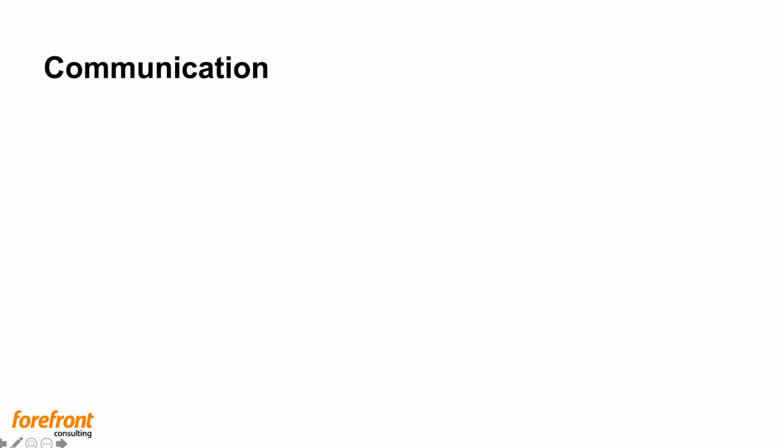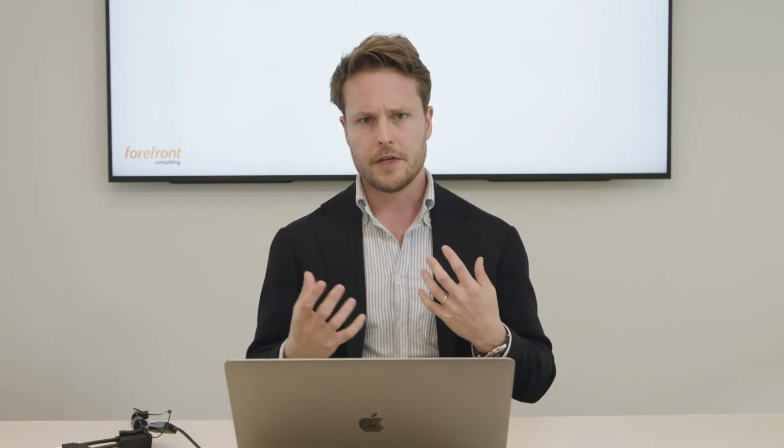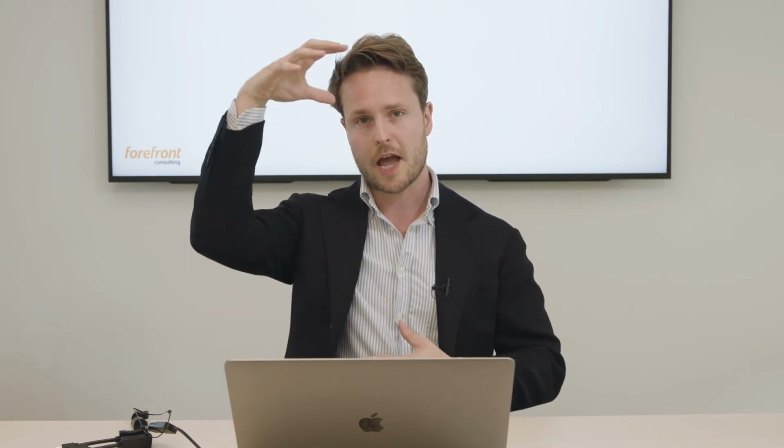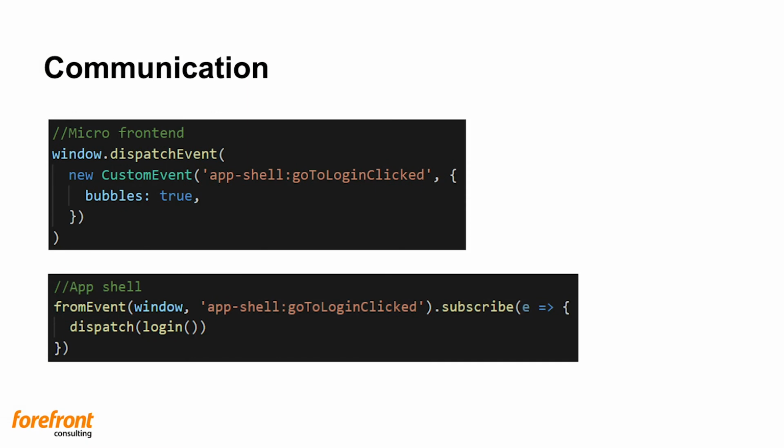Speaking of communication, more on the technical side, we need to be able to talk from the app shell to the different micro-frontends. And so that might look like this. Let's say, for example, in a micro-frontend that we click the login button. We haven't actually implemented the login feature in our micro-frontend. That's a feature we want to be able to develop once and be done with it. And so we can send a message to the app shell that can trigger that functionality.